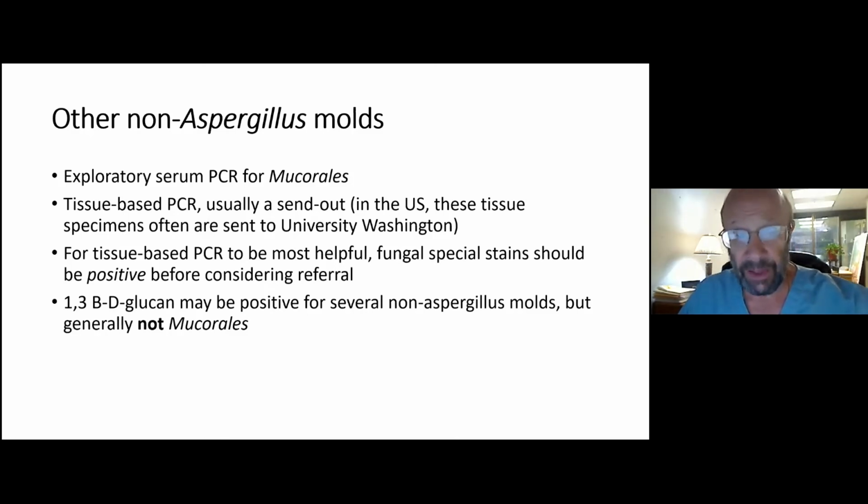There are tissue-based PCR assays available, and those are sent out from our university. We send these to the University of Washington, and they will amplify tissue that's sent, but they're really most helpful if the fungal stains are positive and the cultures are negative. Sending specimens where the fungal stains are negative is just much less useful. I should mention again that 1,3-beta-D-glucan can be positive for many of these agents, but not Mucorales. Mucorales generally are negative for 1,3-beta-D-glucan.